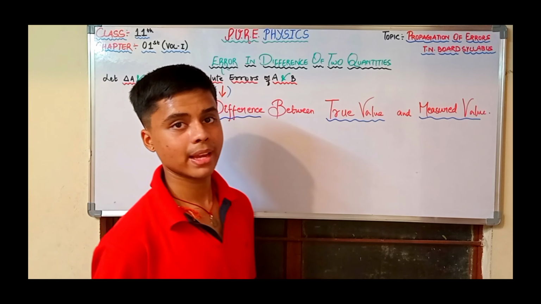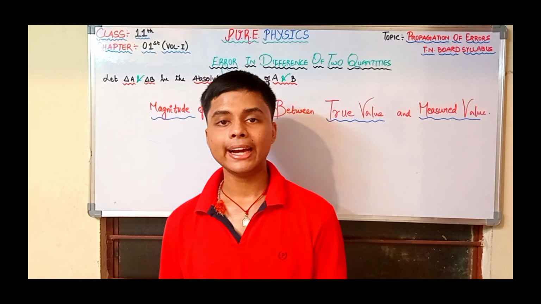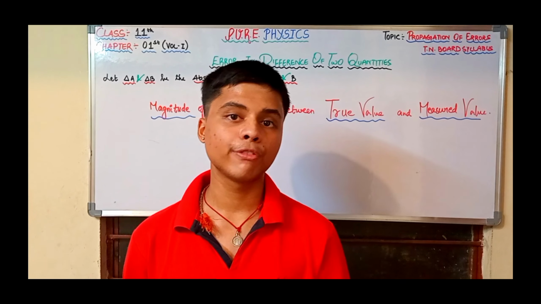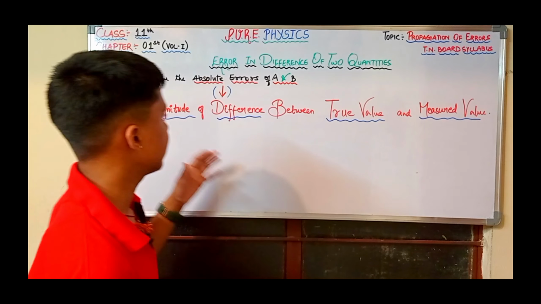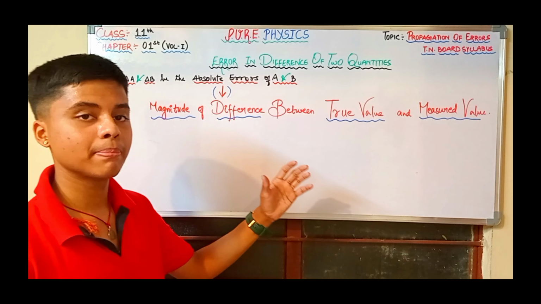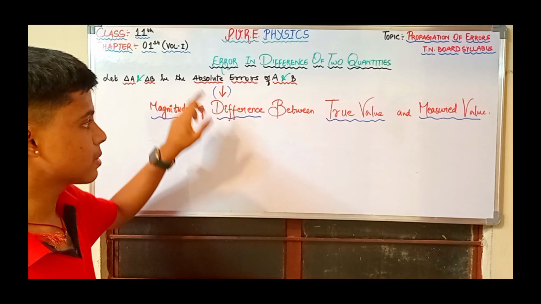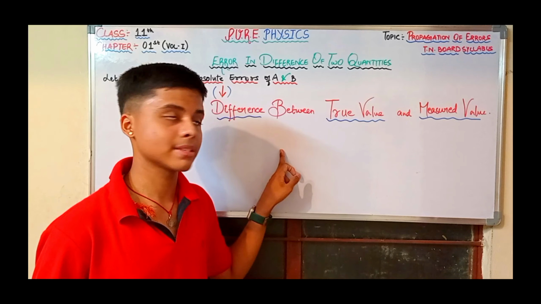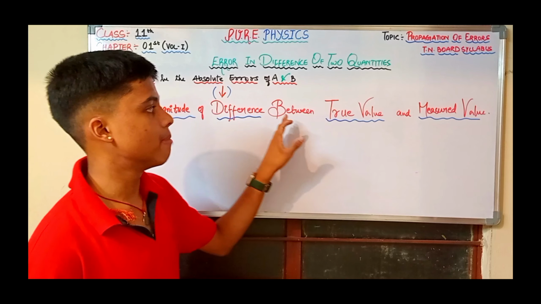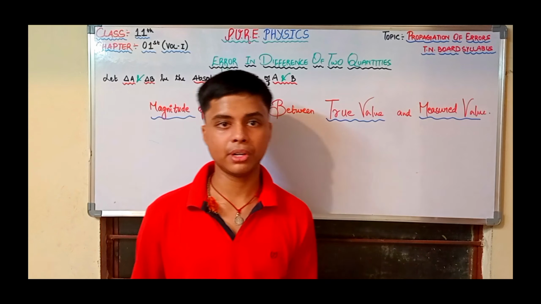In my previous class, I would have said about error in sum of two quantities. In that, I gave an explanation for delta A and delta B using a numerical problem. Now let me tell you what it is based on a definition. So it is an absolute error. And what is an absolute error? Absolute error is nothing but the magnitude of difference between true value and measured value.